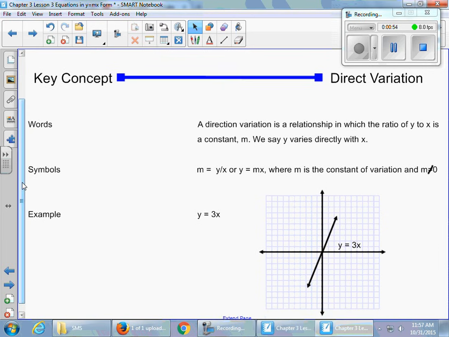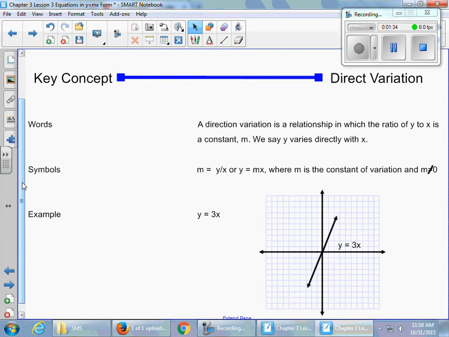Look at it there. Direct variation in words. A direct variation is a relationship in which the ratio of y to x is a constant, or m. We say y varies directly with x. And our symbols for this: m equals y over x, or y equals mx, where m is the constant of variation, m does not equal 0. Here an example is y equals 3x. So let's just move on here.